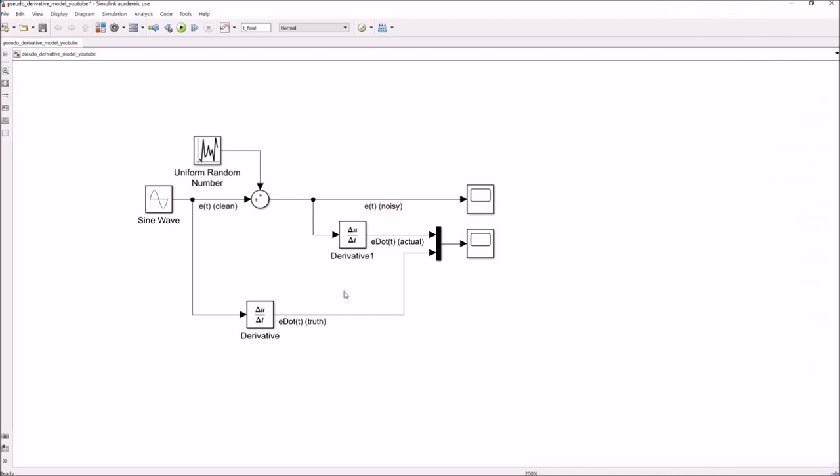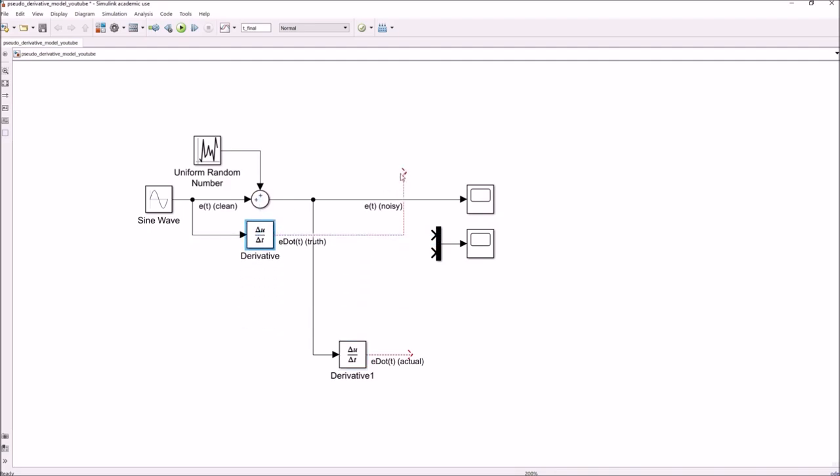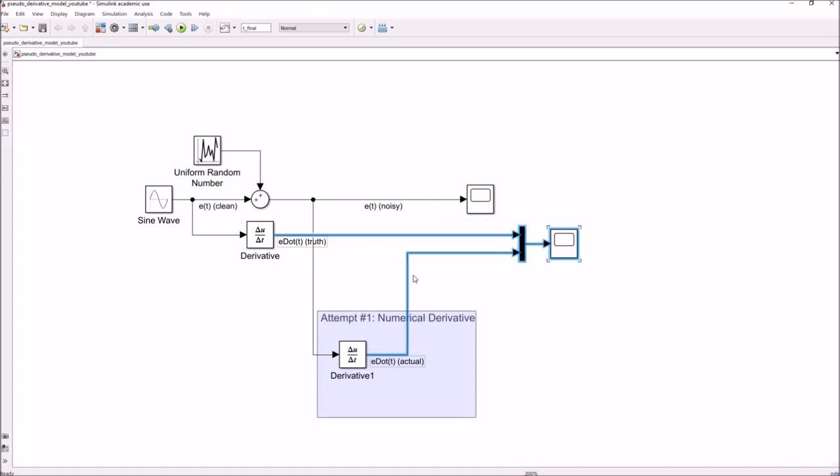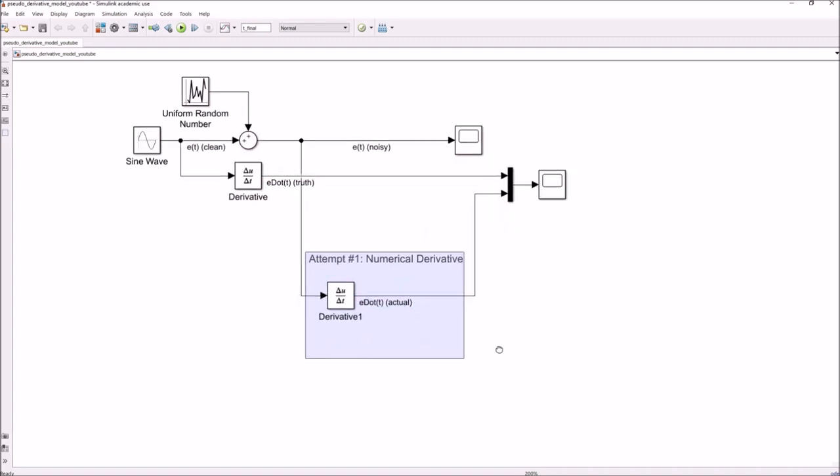All right, so here we are back at our Simulink model. Let me rewire this slightly. I'm going to switch the order of these inputs, because I want the truth model up on top. So this is our truth value, and down here is our very first attempt at getting a derivative. Let's call this area attempt number one. We're using a numerical derivative. Let me clean this up a little bit so we can get more space. All right, so that was attempt number one.